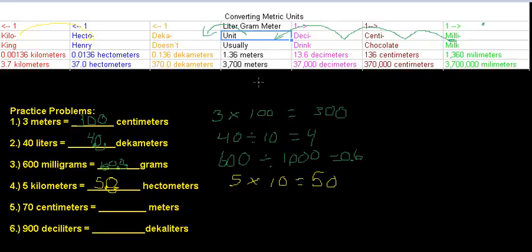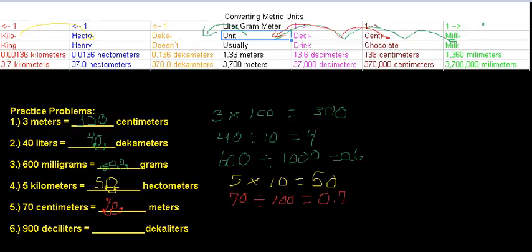Now we have 70 centimeters, and we're going to go to meters. Again, I look for centi: kilo, hecto, deca, unit, deci, centi. So we're going to start here, and we're going to meters. So 1, 2 to the left. We have 70 centimeters, decimal point, 1, 2 to the left. That would be 0.7 or 7/10 of a meter. If we start with 70 and we're going to the left, so we're dividing, and we're going 2 spots, that would be 70 divided by 100 equals 0.7.